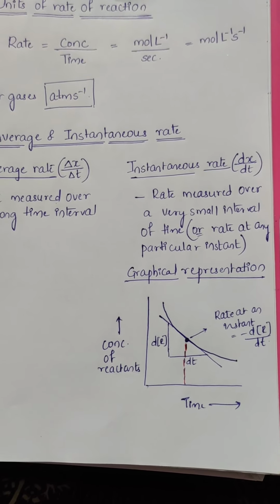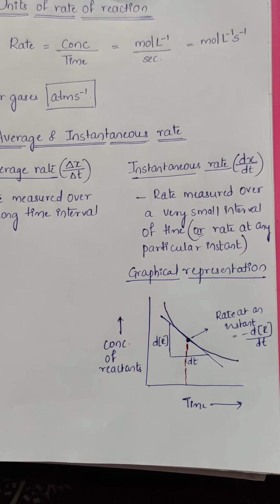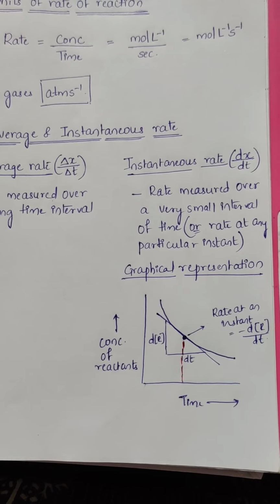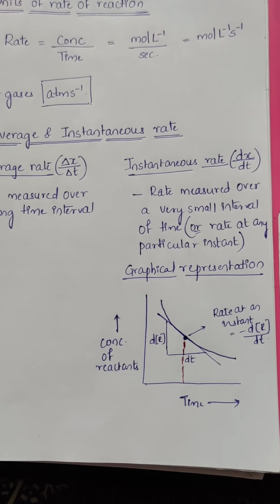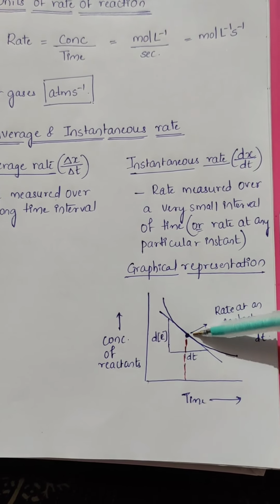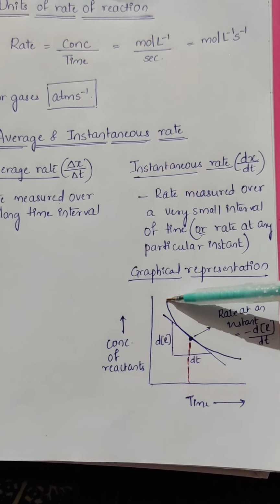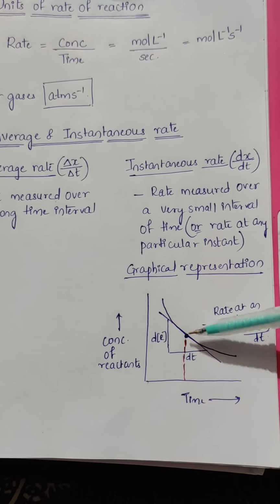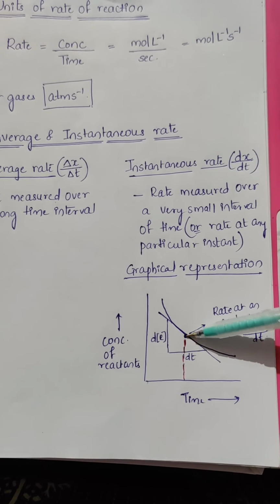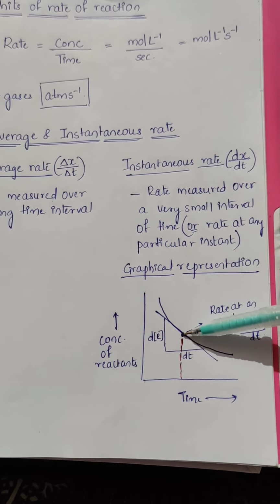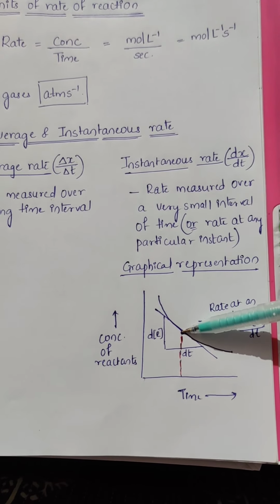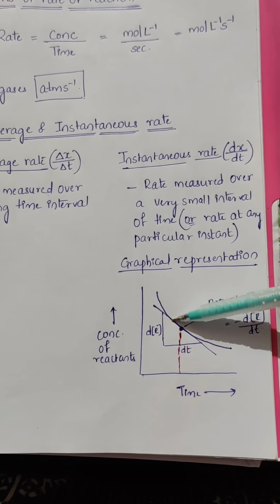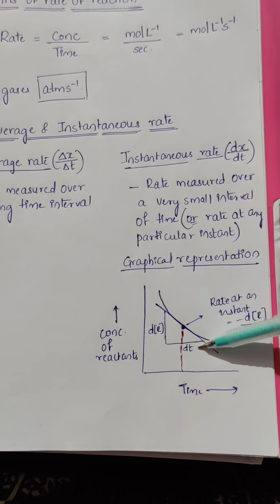Always remember that instantaneous rate is more practical than average rate. It is determined graphically by measuring the slope of the tangent that is drawn at a particular point. So if you want to find out the instantaneous rate at a particular instant of time, you are supposed to draw a tangent and then find out the slope.